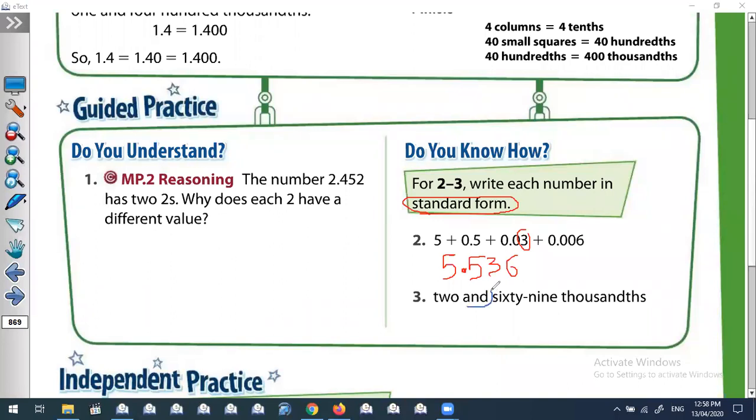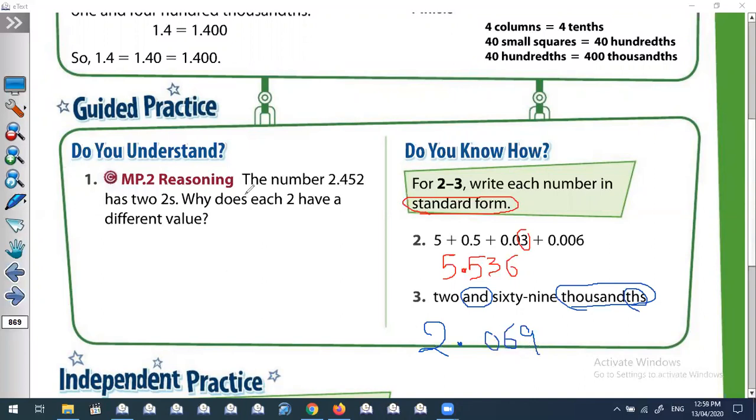Here we have 2 and 69 thousandths. Thousandths has TH, so we have decimal point. So 2, right? 2 and means the decimal point. 69 first. Thousandths, we need 3 digits. We have only 2 digits, so you have to put 0 on the left to make it 069.